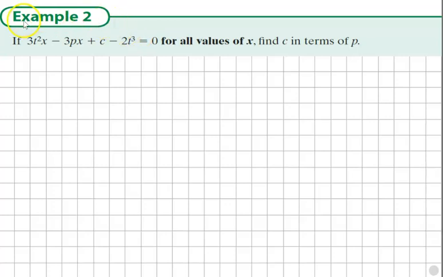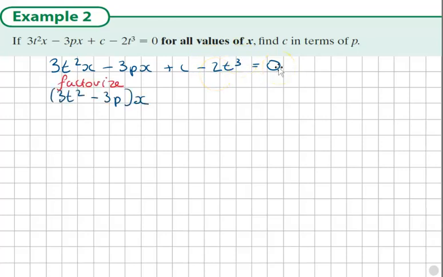Example 2. If 3t squared x minus 3px plus c minus 2t cubed equals 0 for all values of x, find c in terms of p. So we start with 3t squared x minus 3px plus c minus 2t cubed equals 0. We're going to factorize the first two terms, and hopefully you notice that there's an x common to both terms. So that comes outside the bracket.